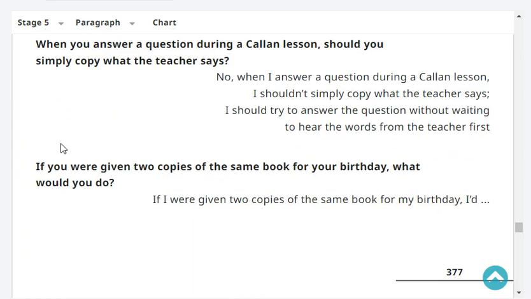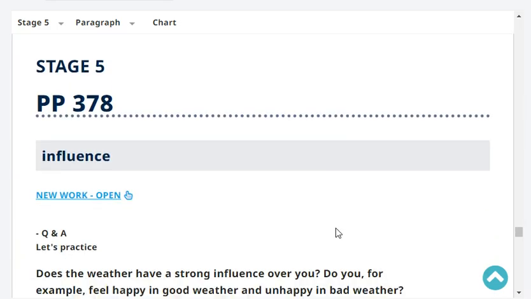Very good. If you were given two copies of the same book for your birthday, what would you do? If I were given two copies of the same book for my birthday, I'd sell it. Very good.